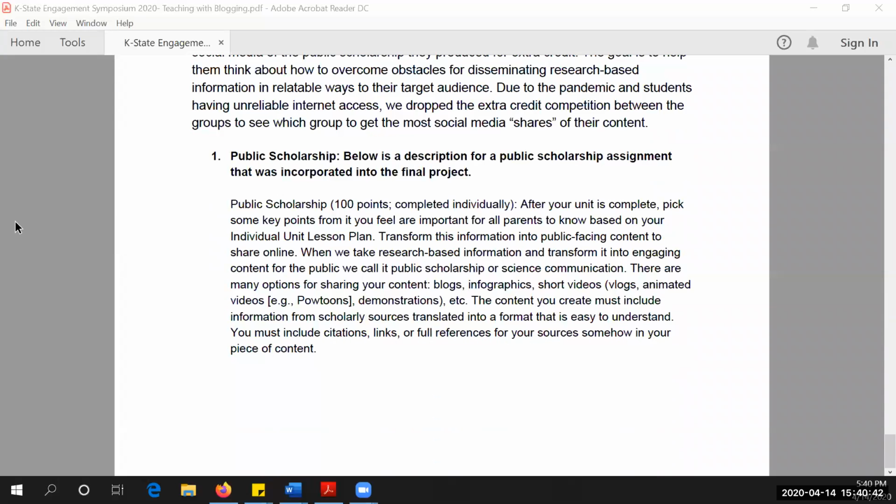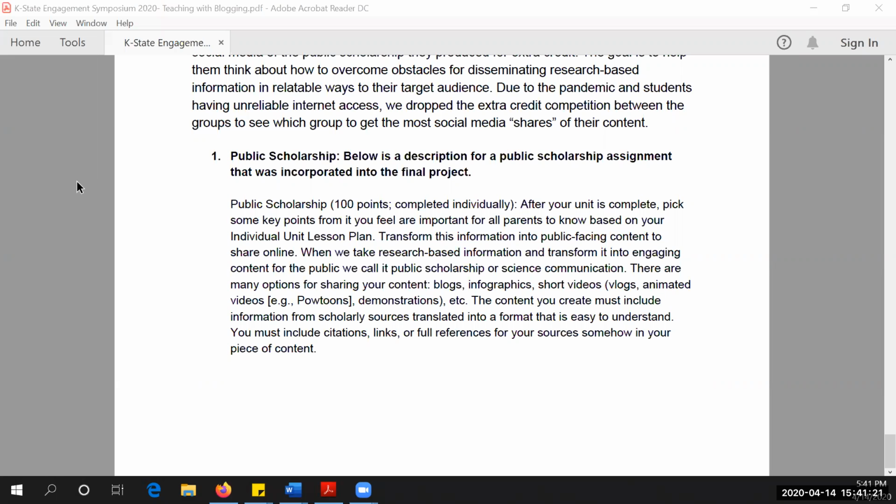What they had to do was create some sort of public scholarship about their curriculum, because throughout this entire course they've been developing curriculum. So this public scholarship assignment was solely focused on having them come up with something related to their curriculum. I gave them a lot of leeway so that they could create a blog post, which is what they've been doing all semester, but they could also create a video, an infographic, whatever it might be, as long as it's very easy to understand and to incorporate into their curriculums.